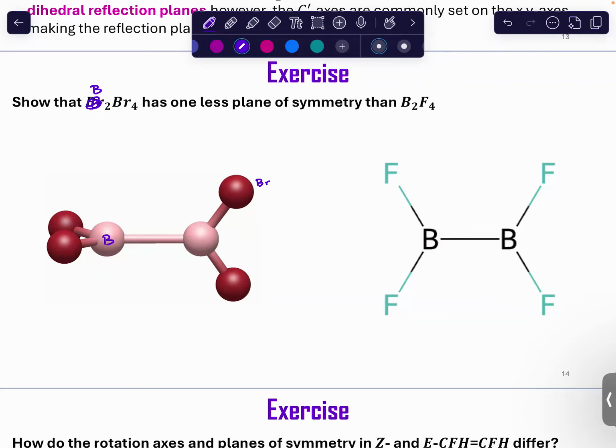Show that the B2Br4 has one less plane of symmetry than the B2F4. Work on that for a minute. Let's see what you come up with. Also, the B2Br4 has two C2 axes. See if you can figure out where they are. This is something that was done to me in undergrad, so we're going to share the hazing.